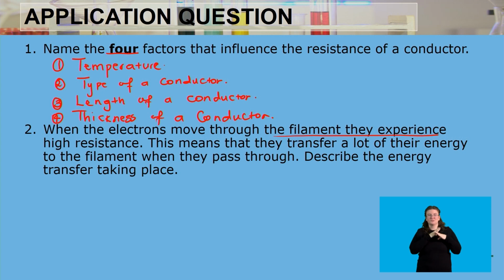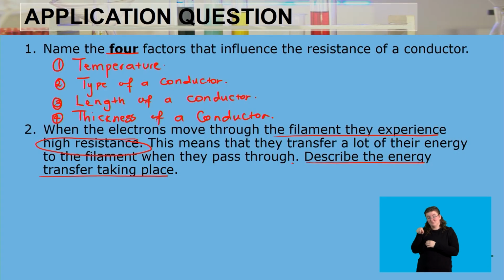Now the next application question says, when the electrons move through the filament, they experience high resistance. This means that they transfer a lot of energy to the filament when they pass through. So we need to now describe the energy transfer that is taking place. So remember, as the electrons are moving through the filament, they are moving in the form of electricity or electrical current. Now as they are passing through the filament, and the filament has a high resistance, the resistance between the conductor, in this case the filament, and the electricity generates heat. So in other words, the energy transfer will be moving from electrical energy to heat energy.